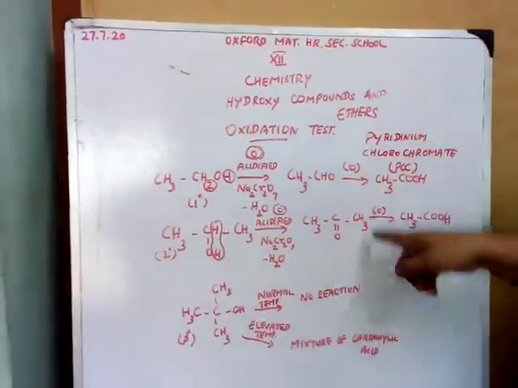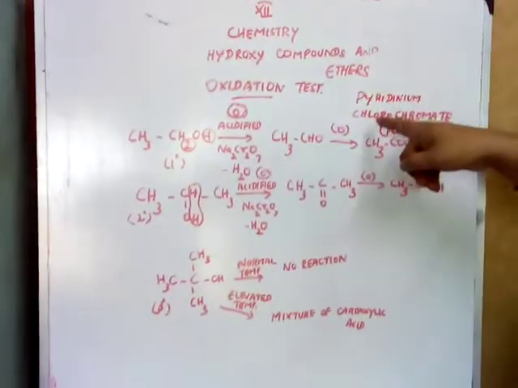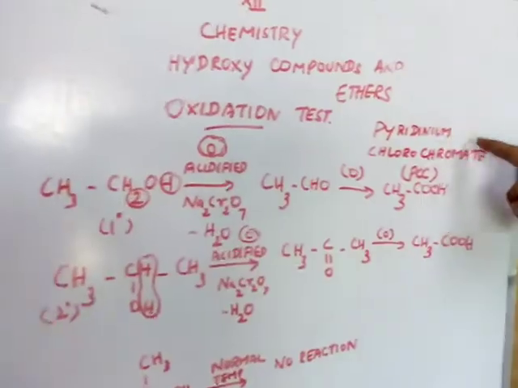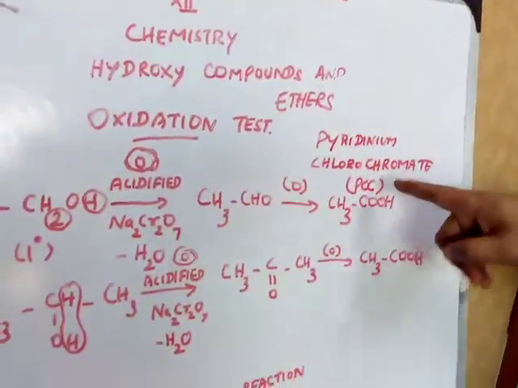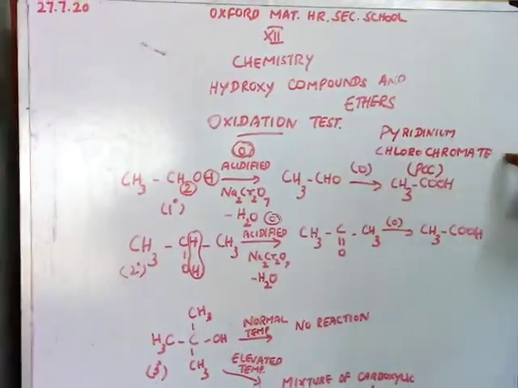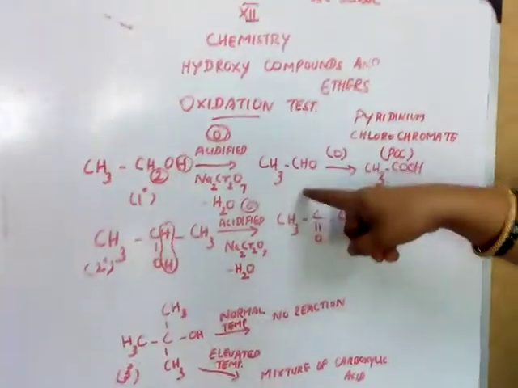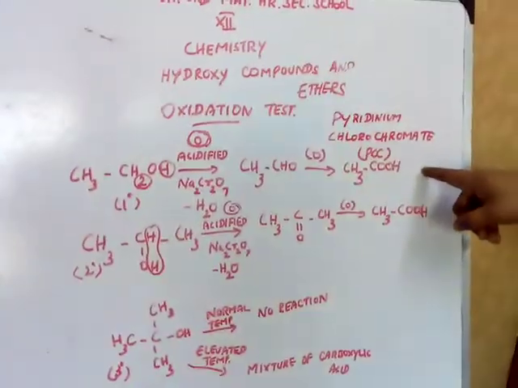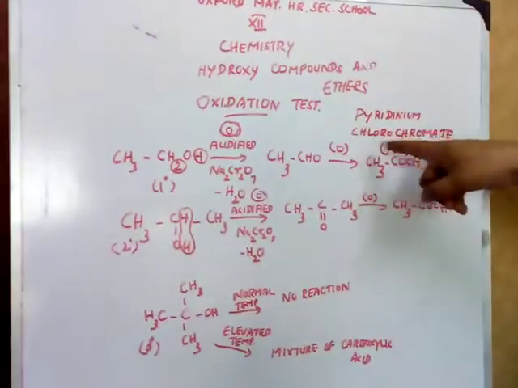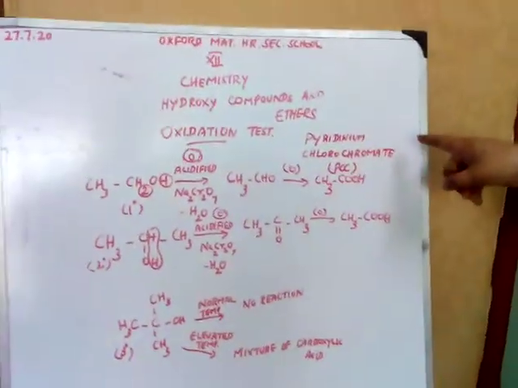Is it clear? One more important thing is that we are adding pyridinium chlorochromate. Mark it in your book, it will be one word. Pyridinium chlorochromate is used to stop at the aldehyde stage so that it can prevent further oxidation. When we use this PCC, the aldehyde will not be further oxidized to acid. Similarly, the ketone will not be further oxidized to acid. So to prevent oxidation, we use pyridinium chlorochromate.